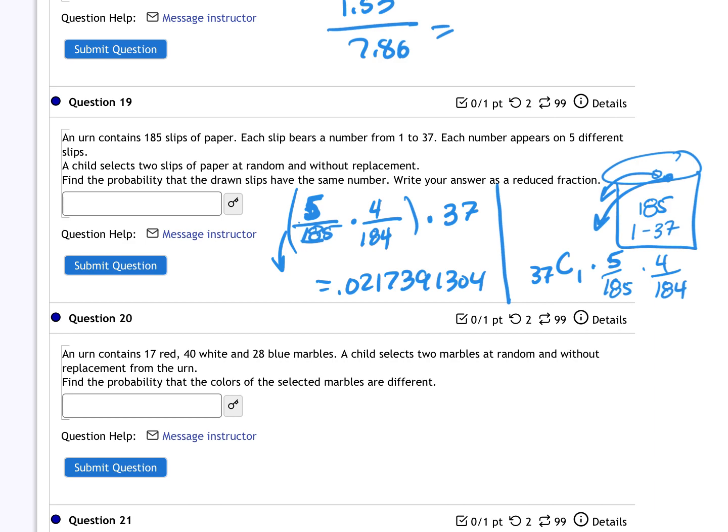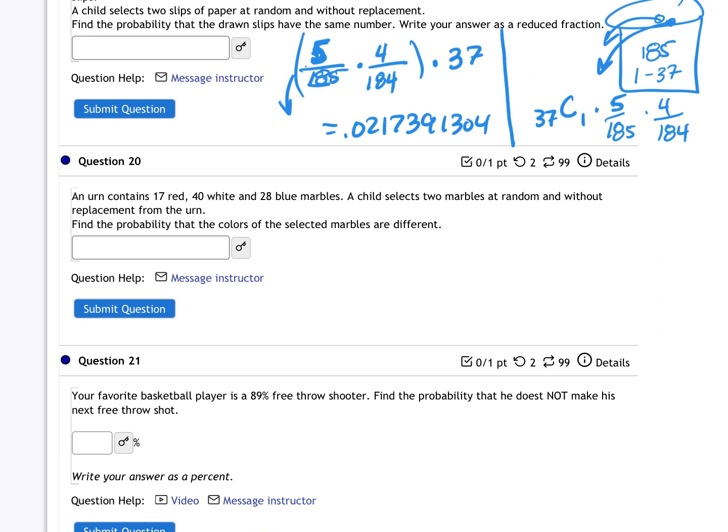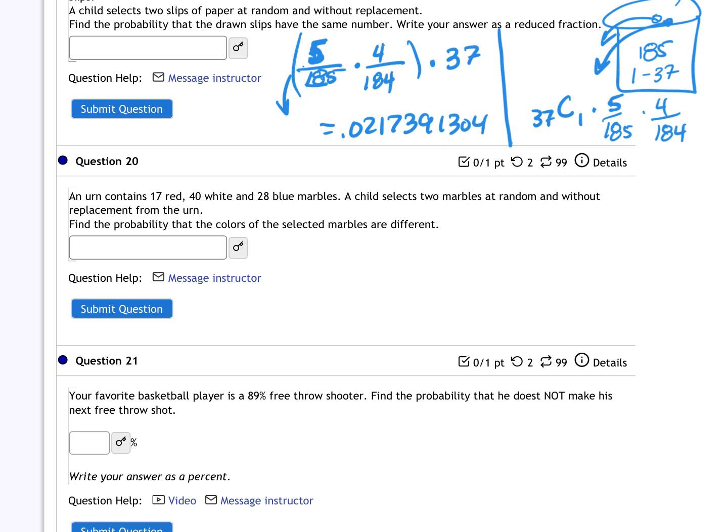All right, and number 20. An urn contains 17 red, 40 white, and 28 blue marbles. The child selects 2 marbles without replacement. Then we're going to find the probability that the selected marbles are different. Okay, so let's just think this through. What are my choices? Right? Let's just add the choices. Let's say I pick a red first, or a white first, or a blue first.